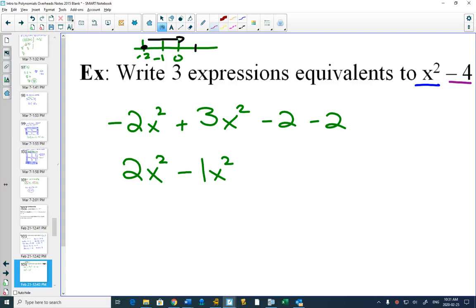Minus 4. Minus 4 on your number line is right there. You could, but I want 2 numbers that give you minus 4, adding or subtracting. You need to end here at minus 4.